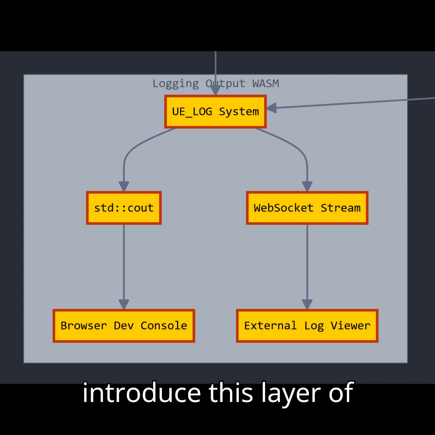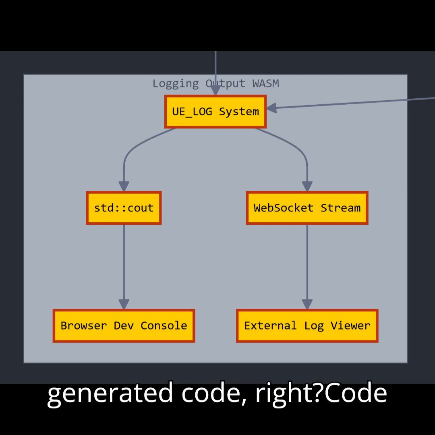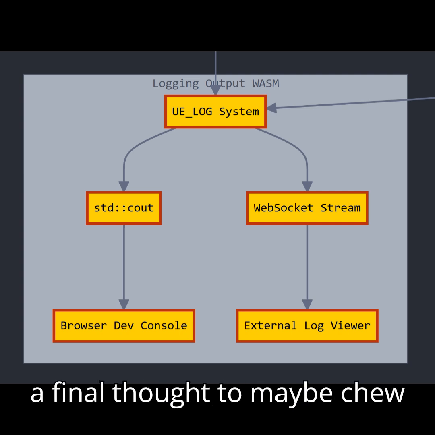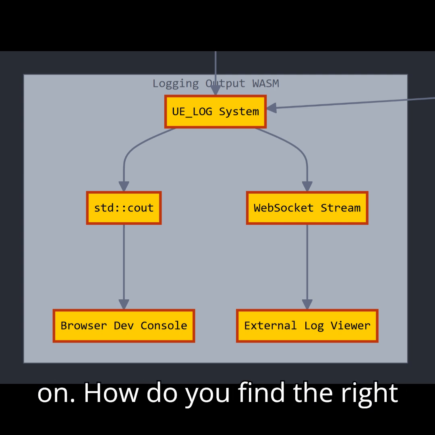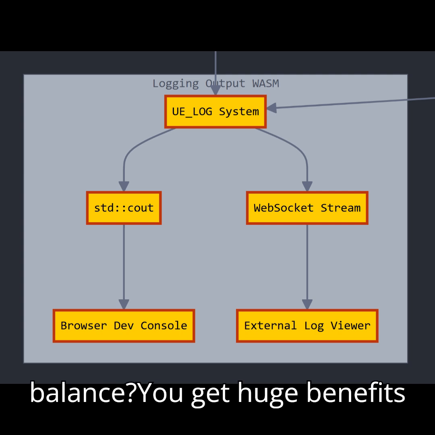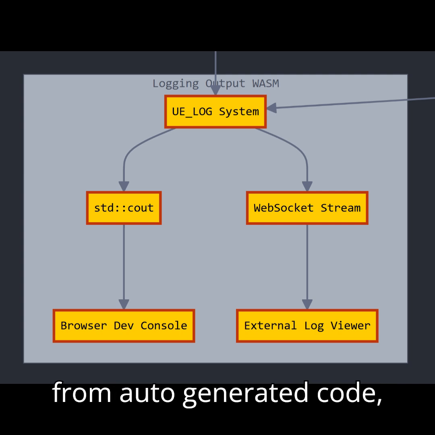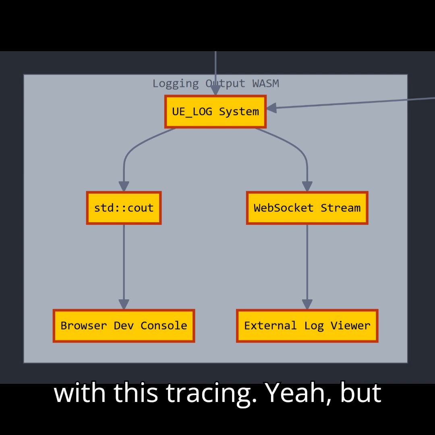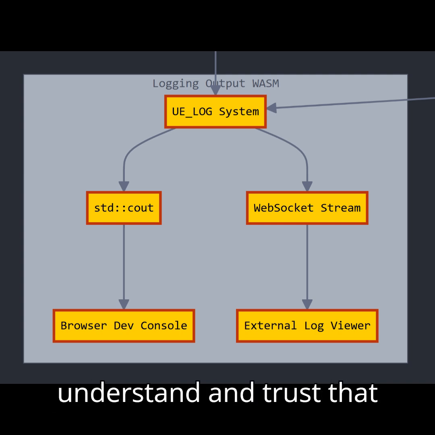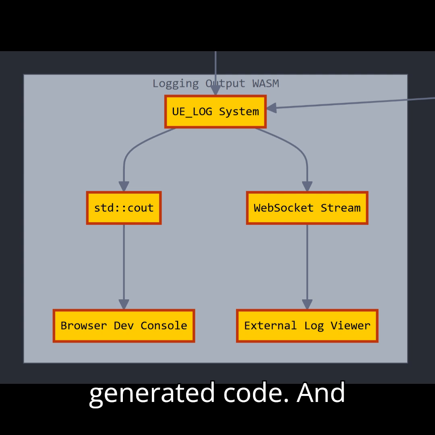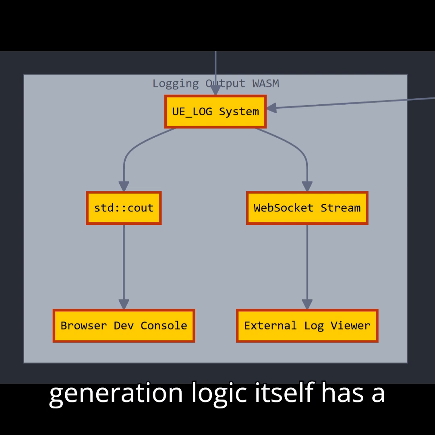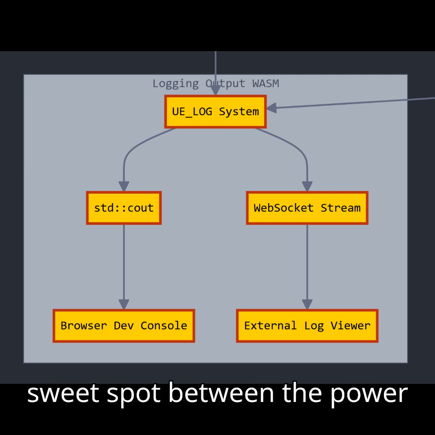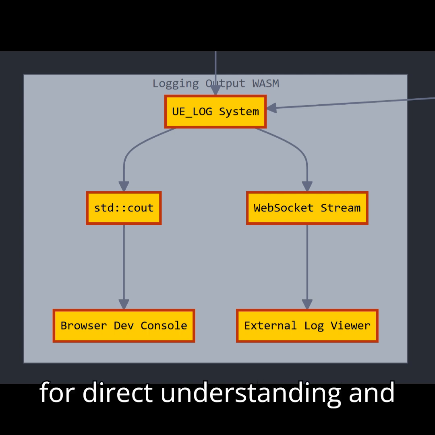But it does introduce this layer of generated code, right? Code you didn't personally write line by line, which leads to a final thought to maybe chew on. How do you find the right balance? You get huge benefits from auto-generated code, efficiency, consistency, like with this tracing. Yeah. But you also need to be able to understand and trust that generated code and potentially debug it if the generation logic itself has a bug or it doesn't do quite what you expected. Where's the sweet spot between the power of generation and the need for direct understanding and control?